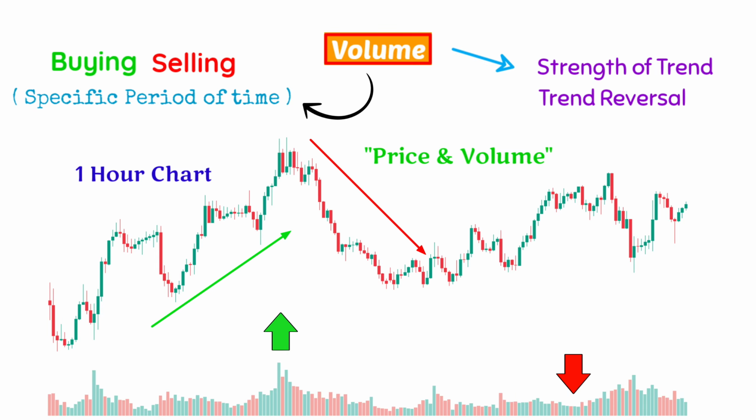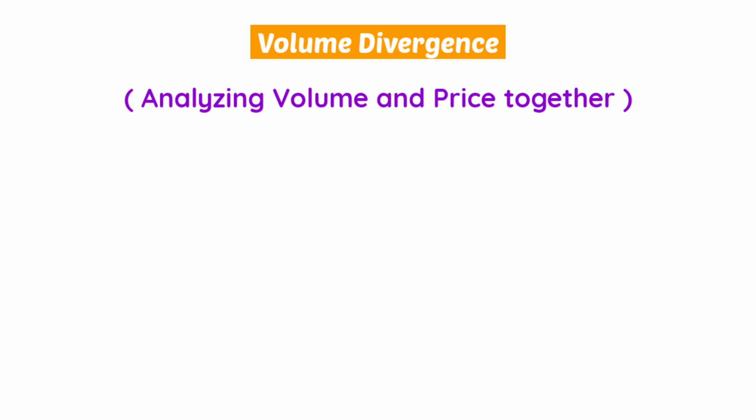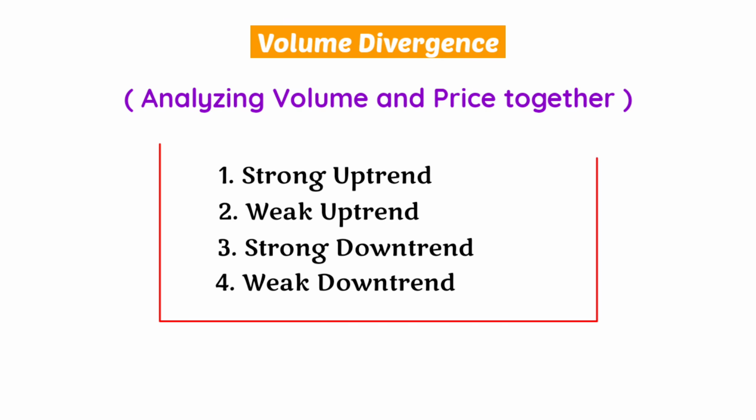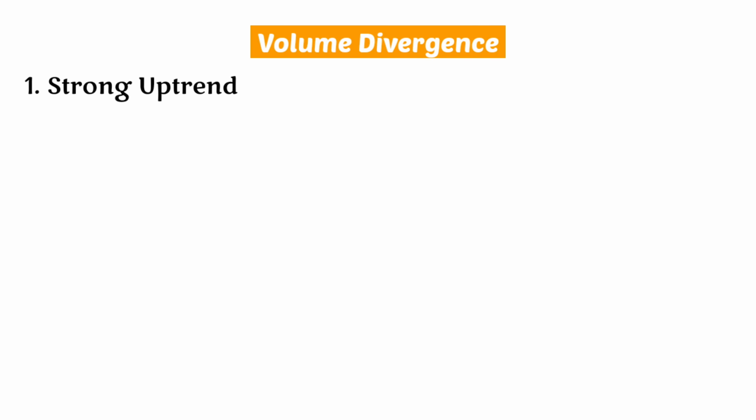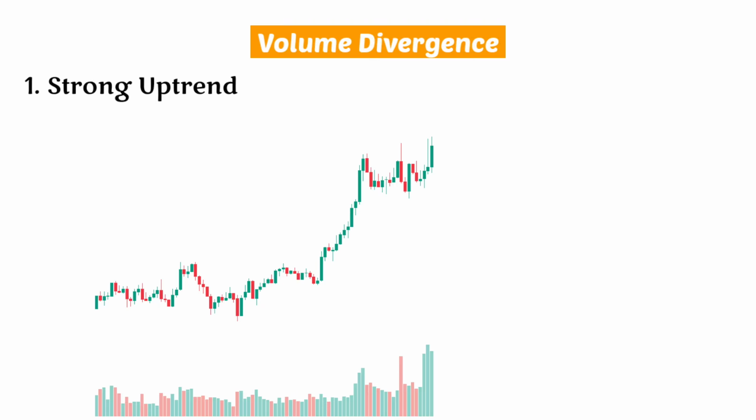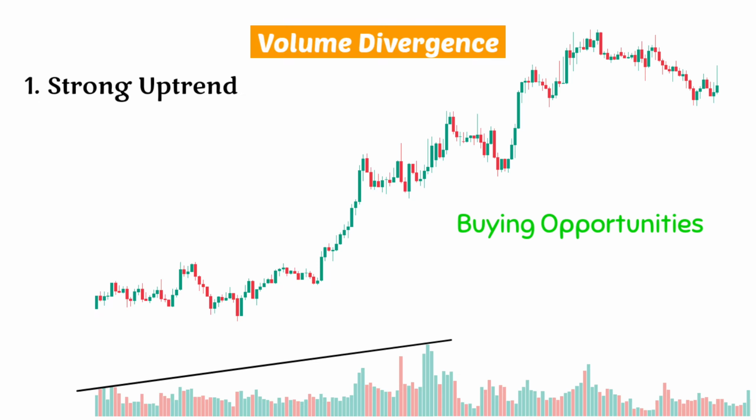To do that, you need to analyze price and volume together. In trading, this relationship is commonly known as volume divergence. There are 4 basic types of volume divergence. The first is a strong uptrend. When price continues making higher highs and, at the same time, volume keeps increasing, it means buyers are still willing to buy even at higher prices. This indicates a healthy and strong uptrend, and during such conditions, we should mainly look for buying opportunities.